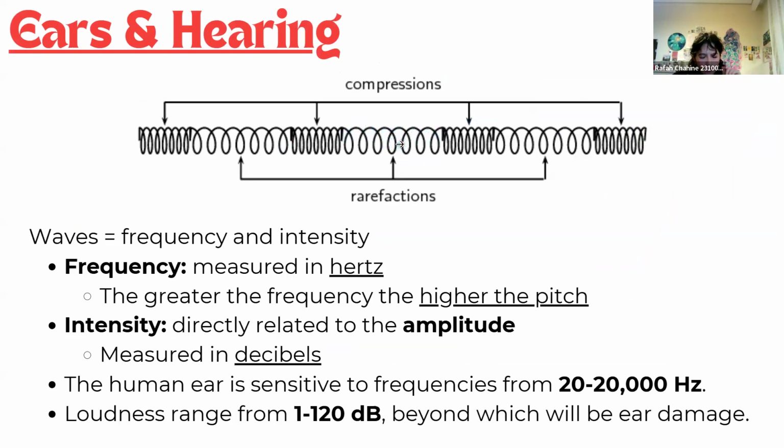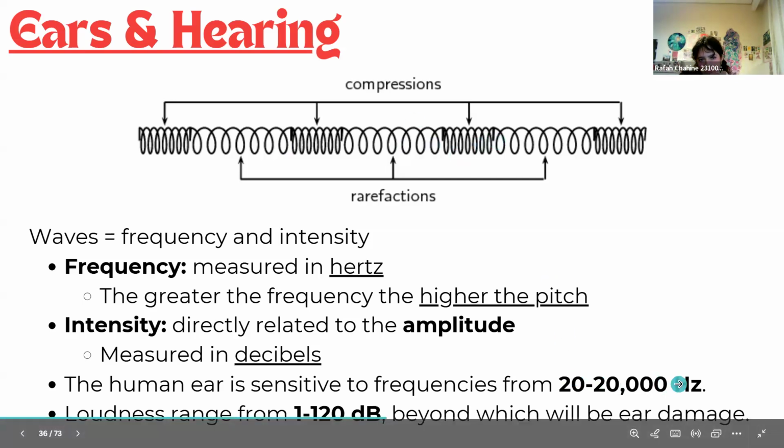Now, a little bit more about sound waves is that we need to be able to measure them somehow. And back to high school physics again, we do that through frequency and amplitude or intensity, okay? So frequency is measured in hertz, and basically it means how frequent the waves are. The more frequent the waves are, the higher their pitch. So for example, if I were to blow a whistle in your ear, that is a very high pitched sound, meaning high frequency. The human ear is sensitive to frequencies of about 20 to 20,000 hertz, okay?